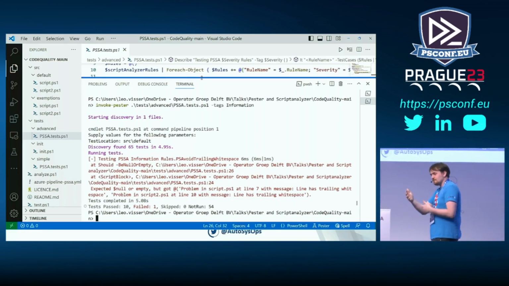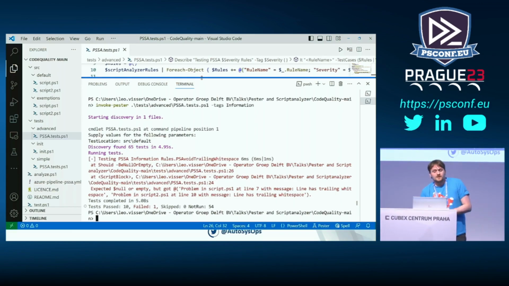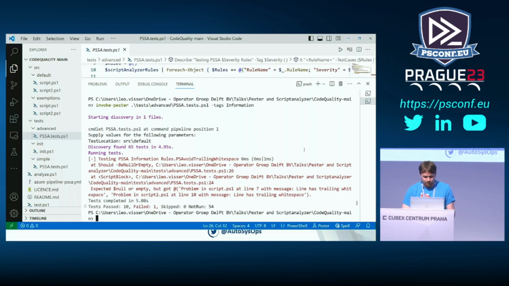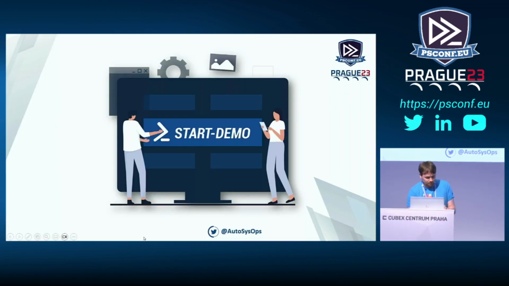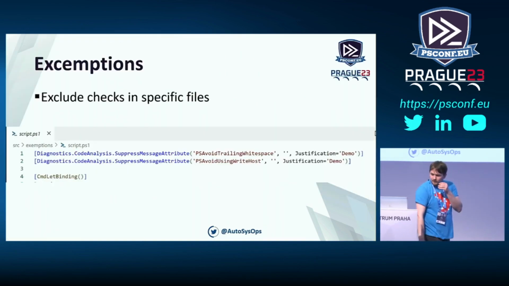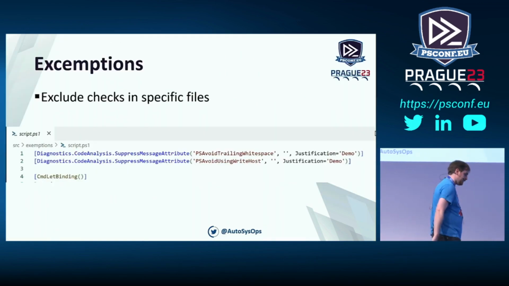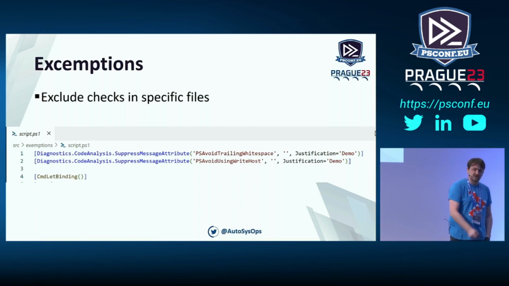So this way I can maybe say these information ones, I don't care, only warning and error ones should actually be shown, and these information ones not. That's one way of doing it. Another way of doing it is actually working with exemptions.